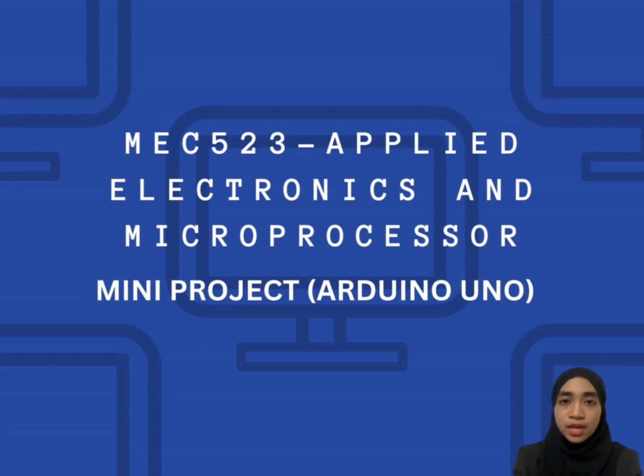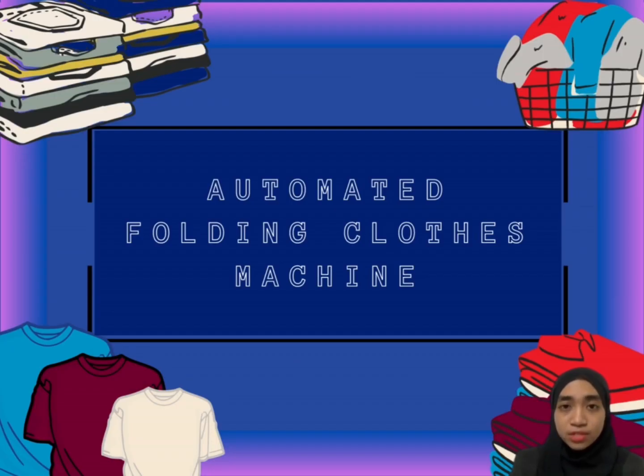Today we will present the MPC 523 Applied Electronic and Microprocessor Arduino mini project. After brainstorming some ideas, our Team 1 has decided to make an automated folding cloth machine as our product.